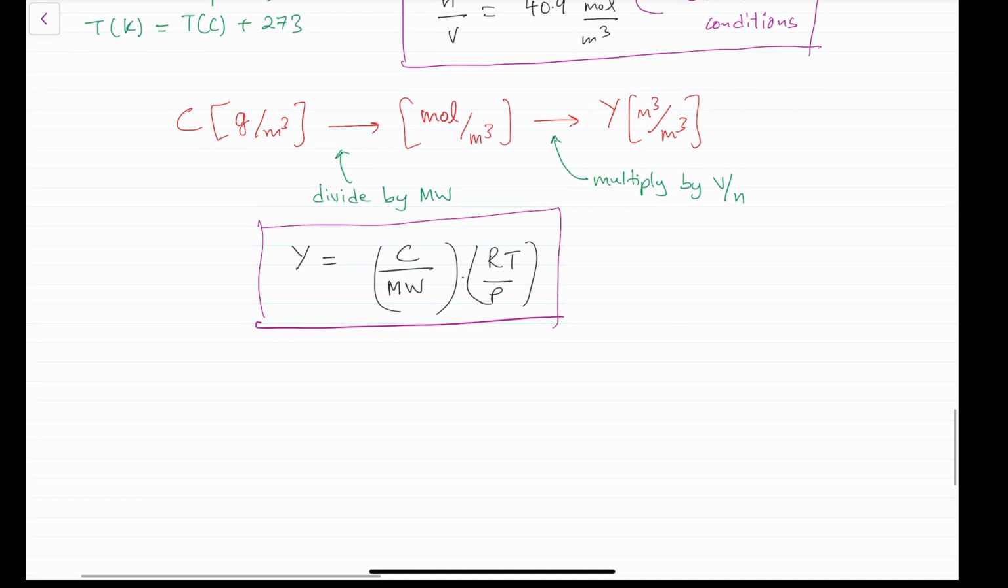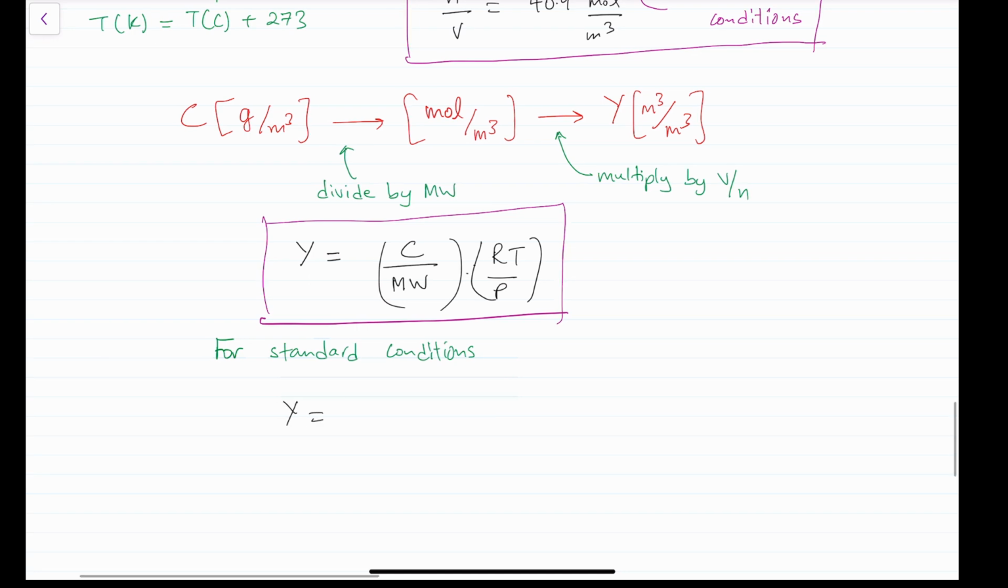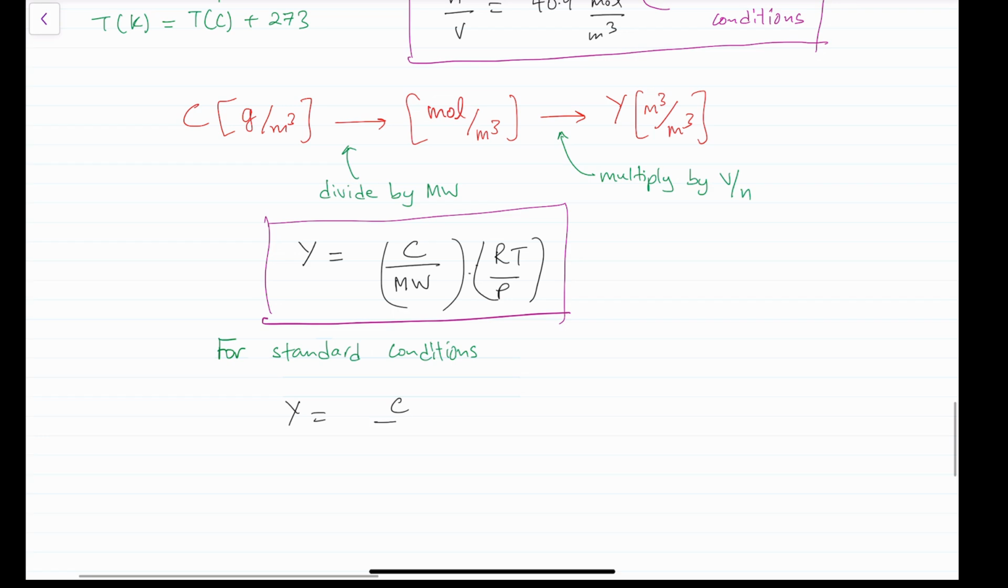But then if we have a specific case for standard conditions, as we discussed, for standard conditions only, Y would be equal to C over mW times 0.0245 meter cubes per mole.